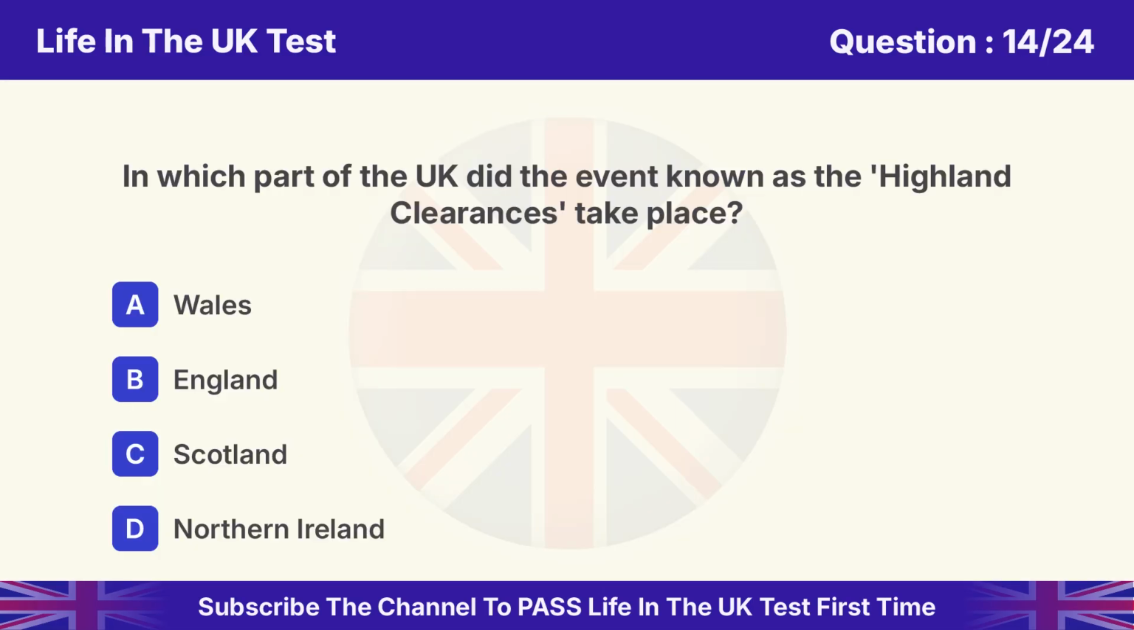Question 14. In which part of the UK did the event known as the Highland Clearances take place? Option A, Wales. B, England. C, Scotland. D, Northern Ireland.